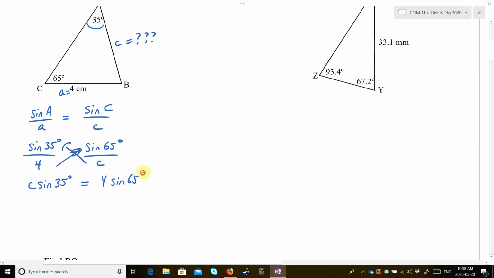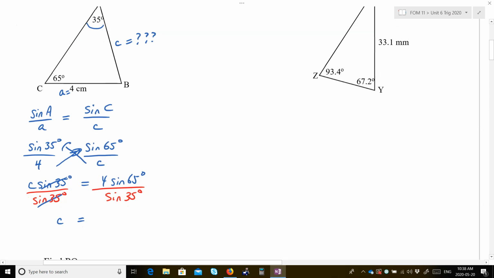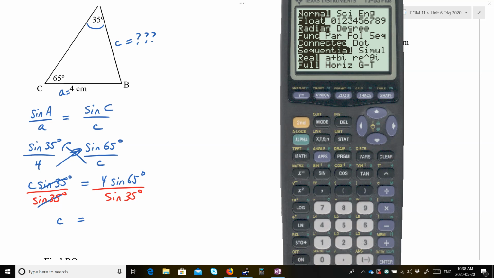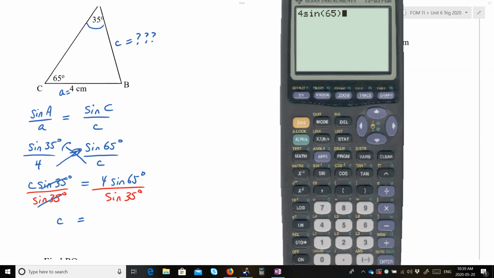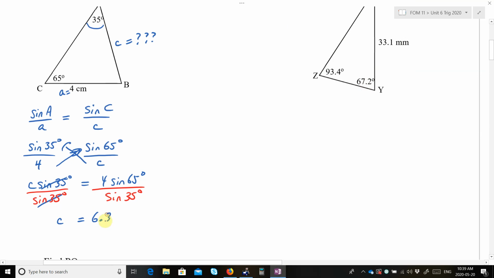And then to get c by itself, it's being multiplied by sine 35, so I would simply divide both sides by sine 35 and say that c is equal to, let's get out the calculator. Notice that my angles are in degrees, so I'm going to quickly go mode. Oh, I'm in radians, so let's change that to degrees. See how degree is highlighted. And I'm going to go 4 sine 65 divided by sine 35. 6.3 is the length of c, which is the AB side. And that is going to be in centimeters because the 4 is in centimeters. And you'll notice that that is correct with the answer key.